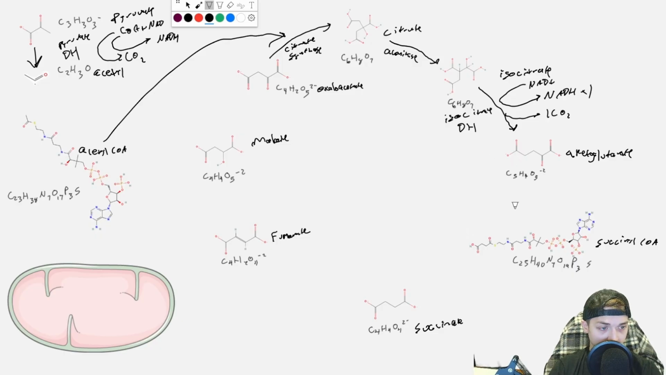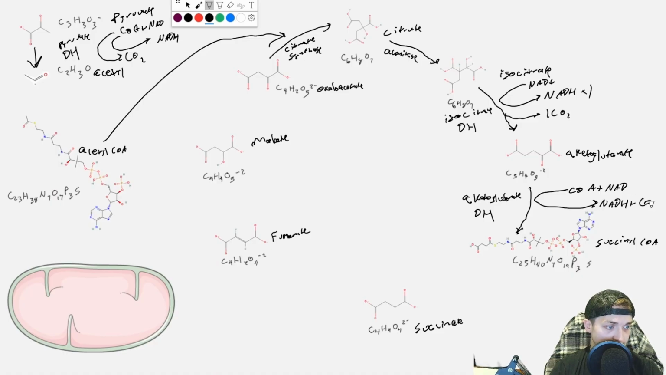And our alpha ketoglutarate is going to react with an enzyme called alpha ketoglutarate dehydrogenase. And our coenzyme A is going to make an appearance again, but that's not the only thing that's going to happen under this stage. We're also going to get a CO2. So we got CoA plus NAD. We're going to get an NADH plus a carbon dioxide. So we have our succinyl-CoA right here.